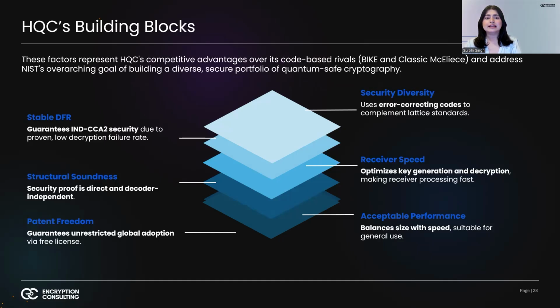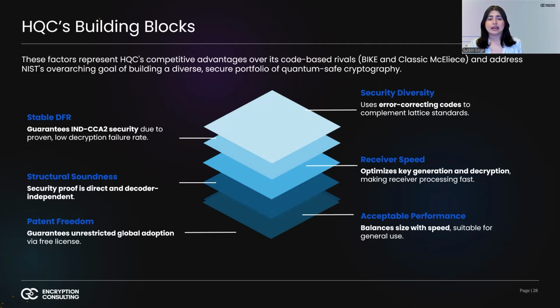HQC offers a distinct speed profile that is highly beneficial to the receiver. While it may not be the fastest at every step, it excels at the two operations that are critical for performance. Key generation is significantly faster, 6 to 10 times faster than its main competitor, and decapsulation, the critical decryption step, is 5 to 7 times faster. This superior speed on the receiving end is a major operational advantage for any server handling frequent decryption tasks.